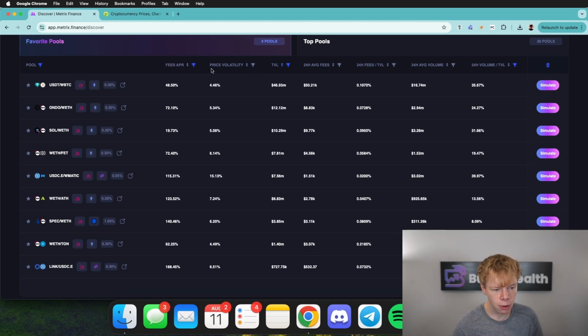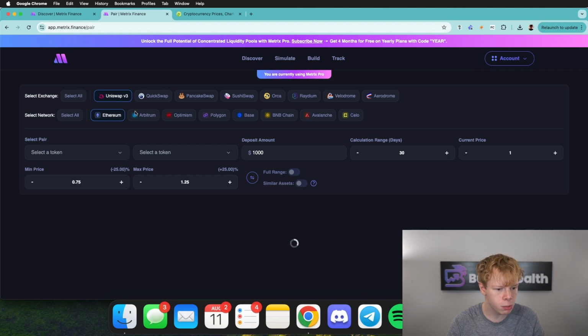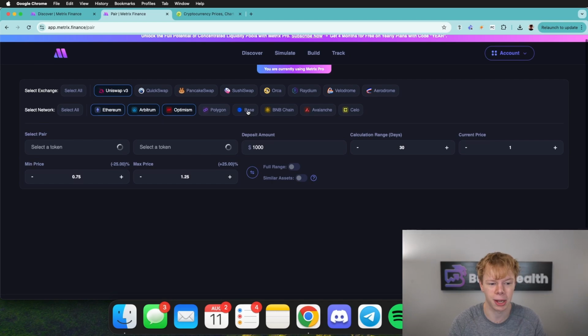And remember, it's time to narrow these down because we want to look at the ones that are truly getting high returns. So now that we've gone through this list, we're going to head over to the simulate page. And when we're on the simulate page, we are going to open up pair. And once we open up pair, we're going to select the same exact parameters we selected over on Discover. So we'll look on Uniswap v3 across the Ethereum network, Arbitrum network, Optimism network, Polygon network, and Base network.